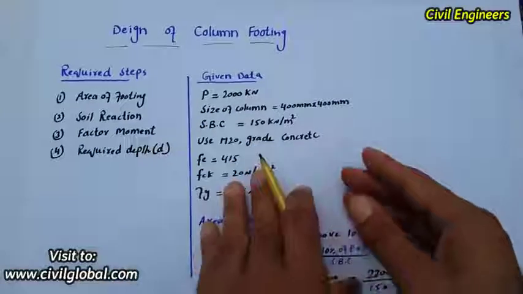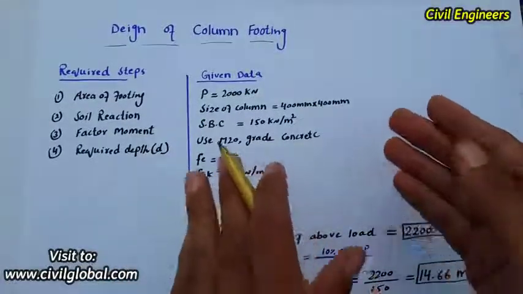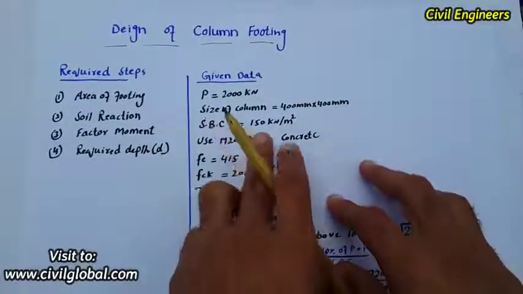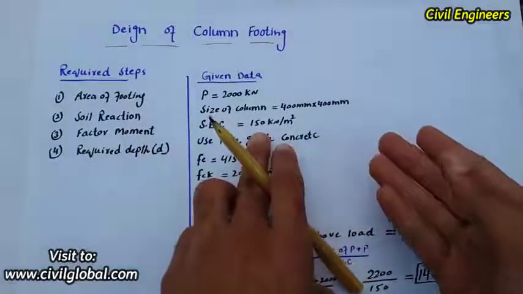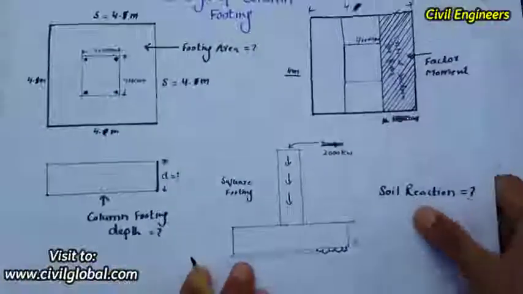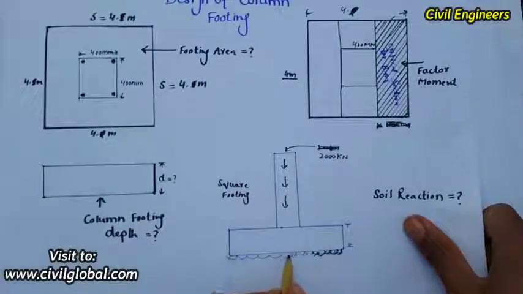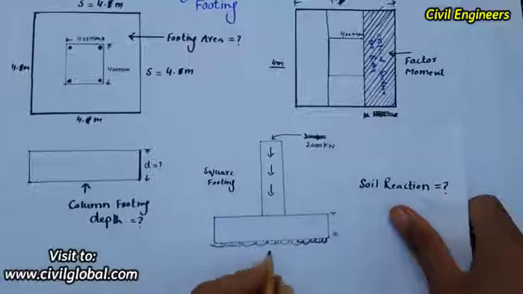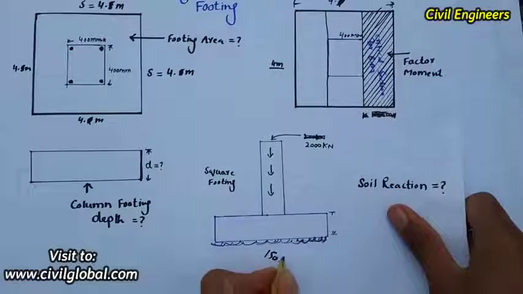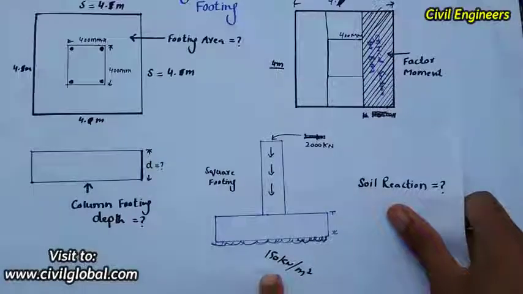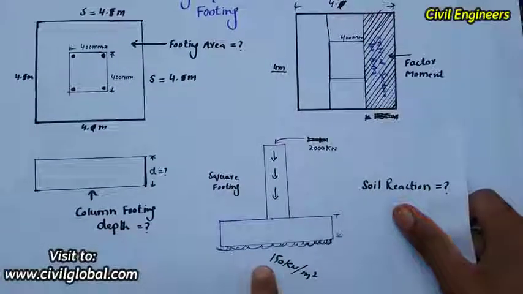There are many soils, and each soil has different strength or bearing capacity. So this is a column, this is a footing, and this is the bearing capacity, which I have here as 150 kilonewton per meter square. For different types of soil we have different bearing capacities.